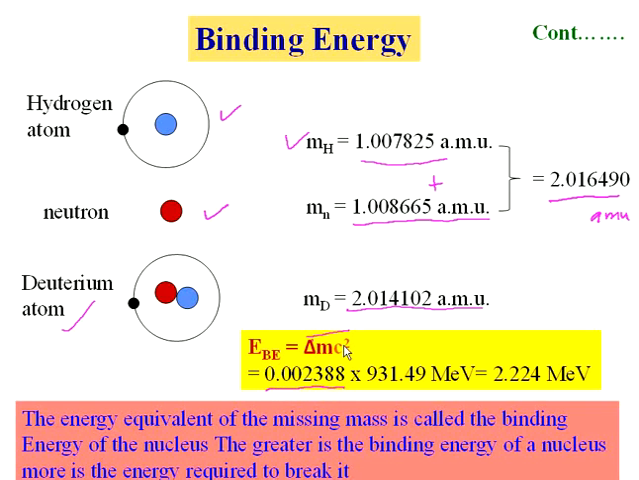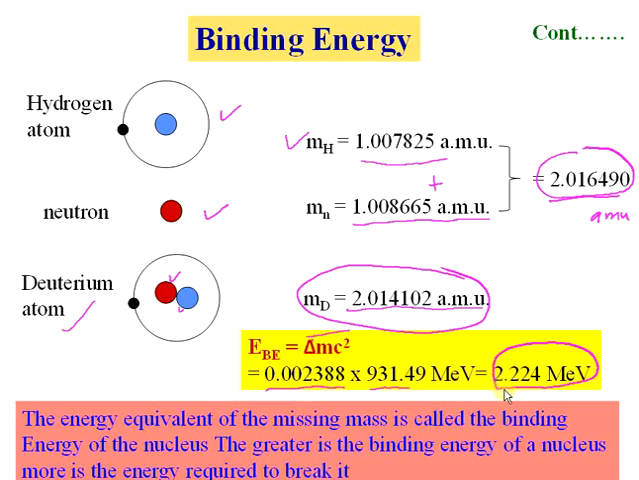So the binding energy is equal to delta m c square, where delta m is the difference in mass, 0.002388. This difference came from the actual mass of the deuterium and the sum of the masses of the constituents. Deuterium has only one neutron and one proton. So this difference delta m is the mass defect. If we multiply it with 931.5, we get 2.224 mega electron volt, and this is the binding energy of the deuterium. The energy equivalent of the missing mass is called the binding energy.